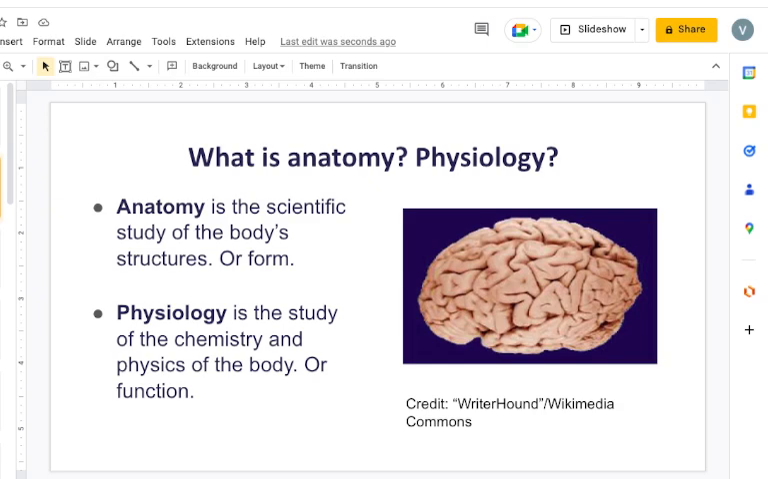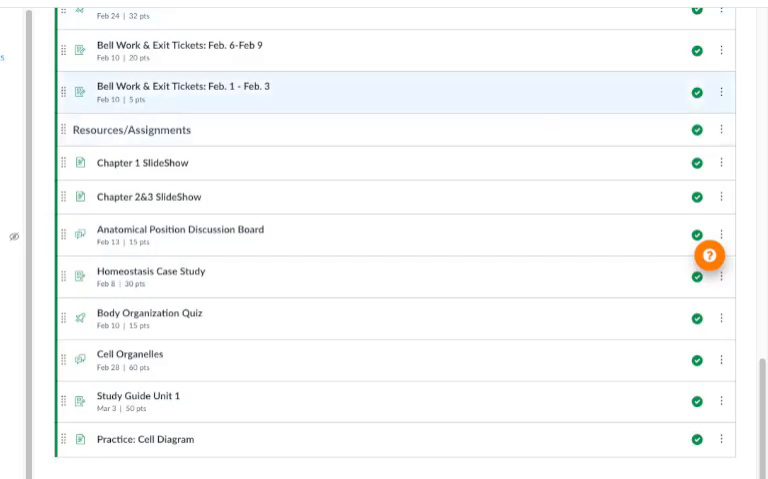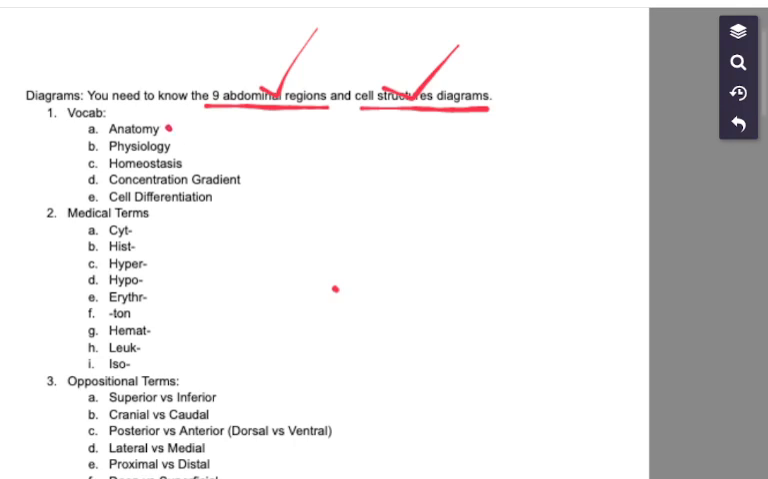Physiology is the study of the chemistry and physics of the body, which describes how things are working. So it answers the question how. Physiology answers how, and it describes the function of structures. Anatomy answers where, which is where structures are in the body. That took care of our anatomy and physiology.